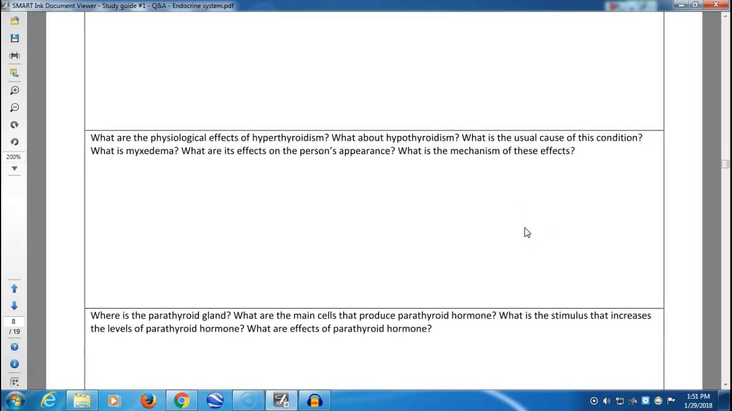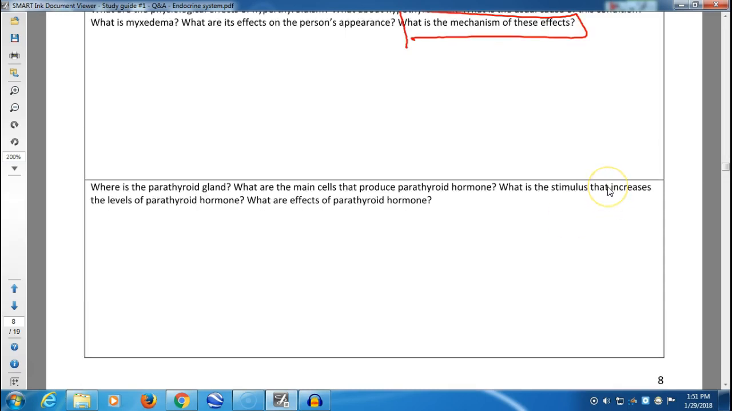Hypothyroidism, we talked about it. Myxedema, lack of thyroid, which leads to, all you need to know, mechanism: accumulation of water, in the form of a gel, in the subcutaneous tissue. All you need to know. Am I clear? That's all you need to know. Questions, concerns? No? Good.